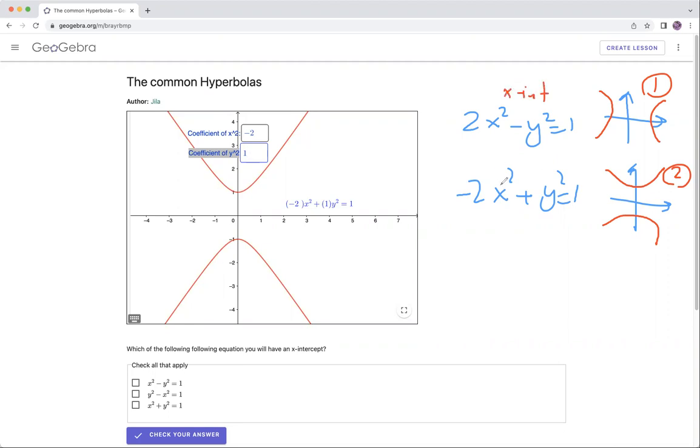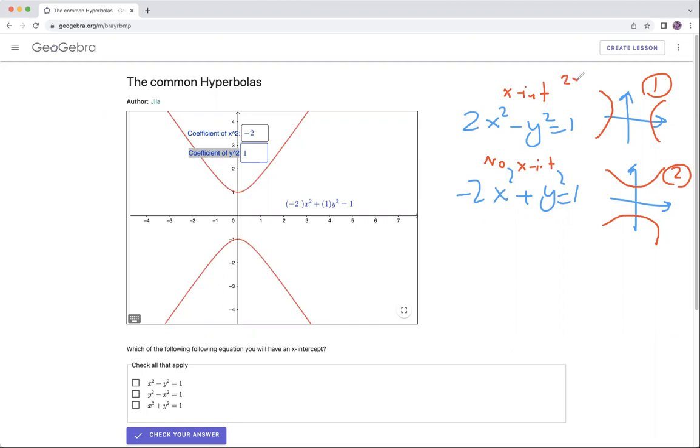And I try to do the same thing here. I set y equal to 0, and I don't get an x-intercept. So here, no x-intercept. And then I do the same thing for y. And that shape doesn't have a y-intercept. And if I check it over here, if I plug in x equal to 0, I do not get a y-intercept because it's -y squared equal to 1, right?